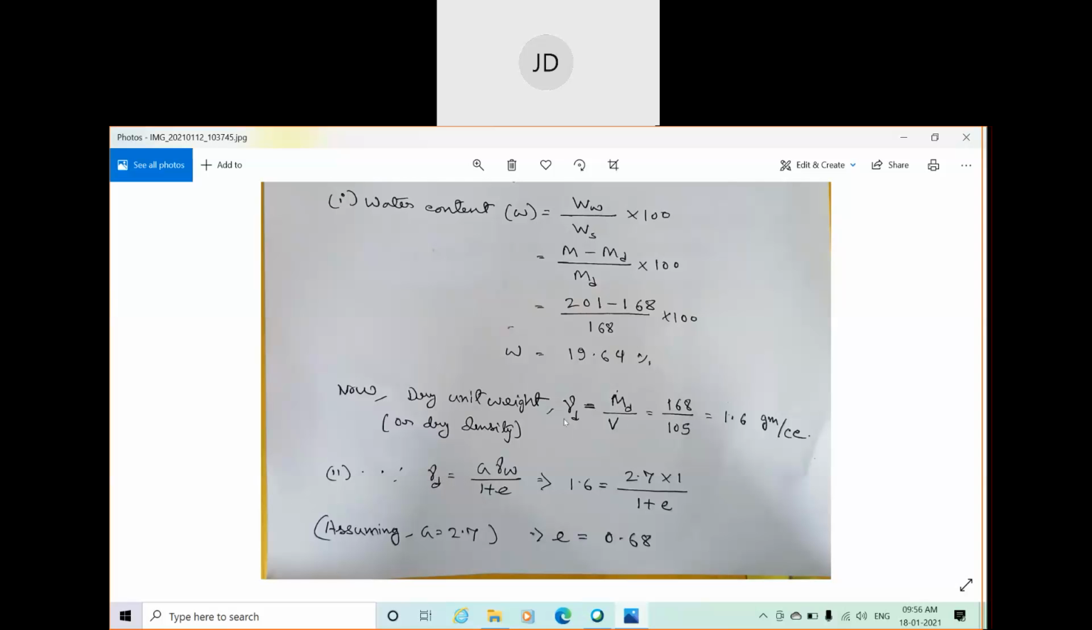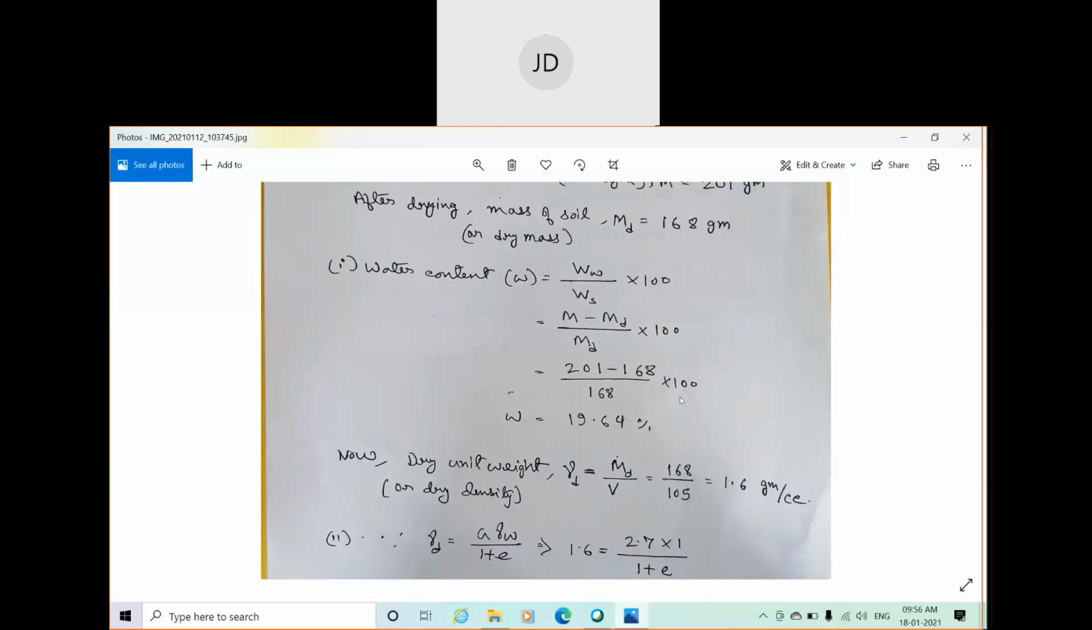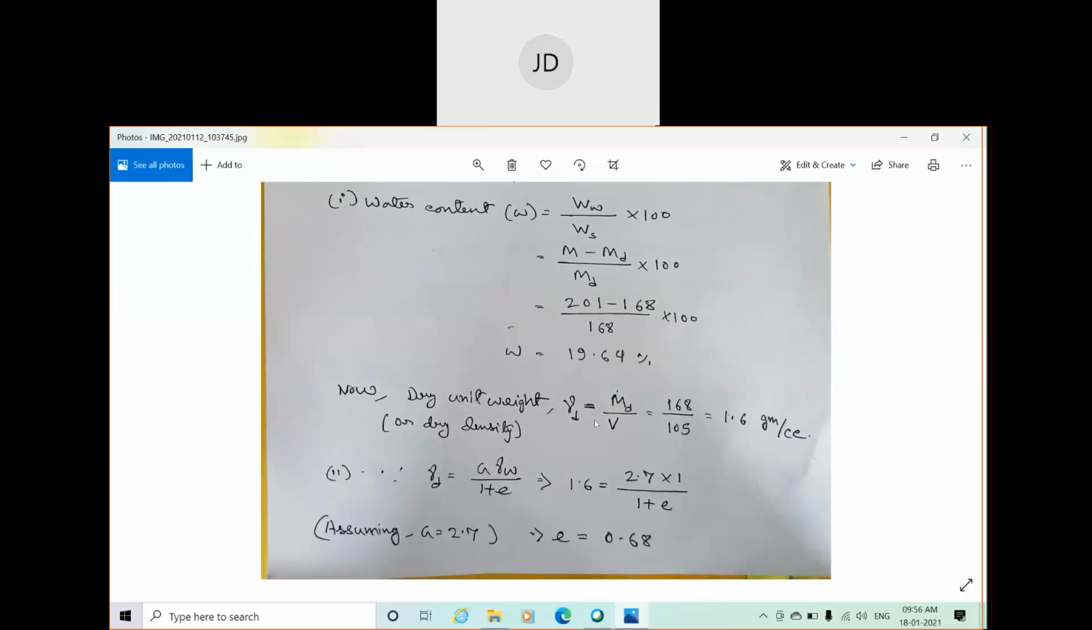Now how can you find it? By using this formula. Dry unit weight or dry density can be determined by gamma d or rho d equal to md by V, that is dry mass of soil by total volume. This is as per definition. The md, the dry mass of soil, is given as 168 gram after oven drying. It is already known. So 168 divided by total volume, which is also given as 105. By calculating this ratio, you will get 1.6 gram per centimeter cube. This is your dry unit weight or dry density of soil.